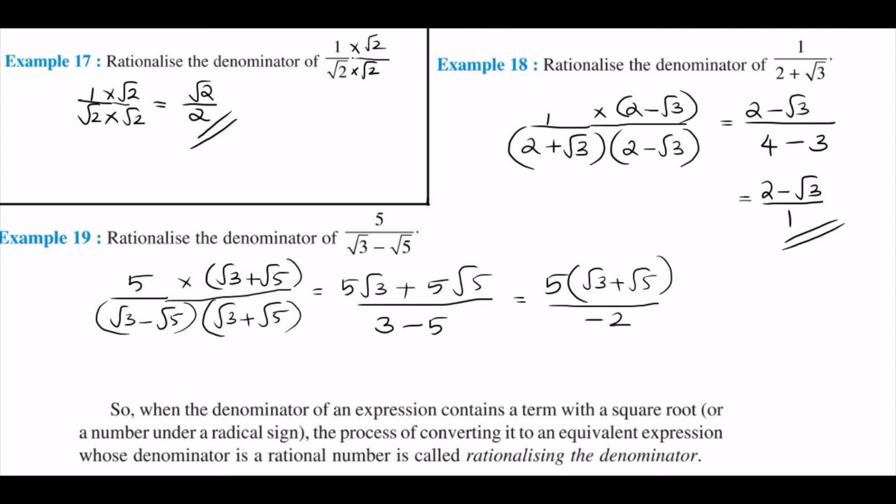That is minus 2. So when the denominator of an expression contains a term with a square root or a number under a radical sign, that is an irrational number, the process of converting it to an equivalent expression whose denominator is a rational number is called rationalizing a denominator. That is, we have to make the denominator a rational number, that is without a radical sign.